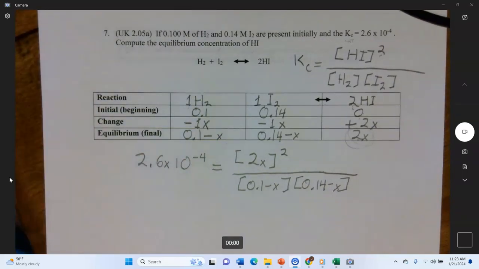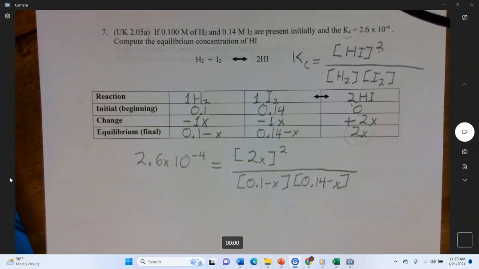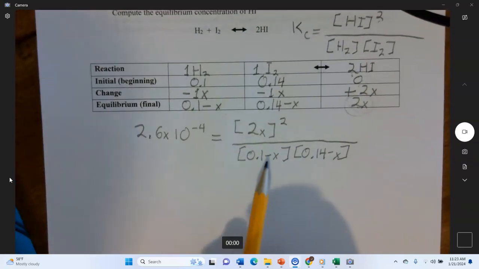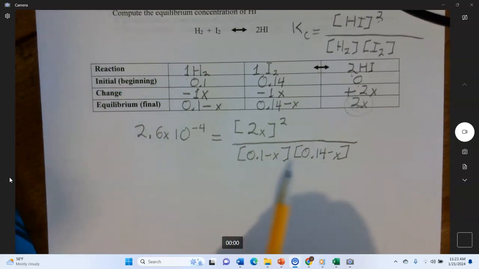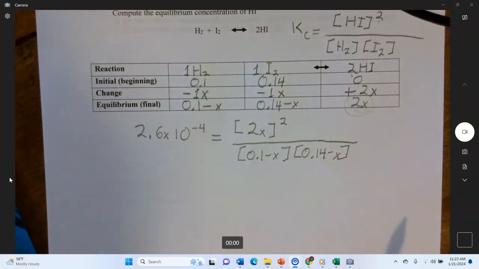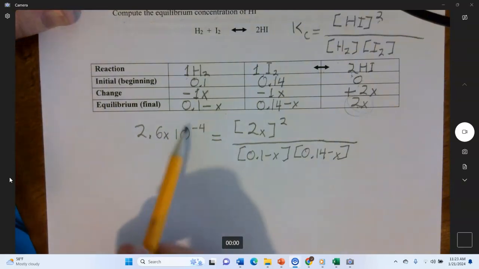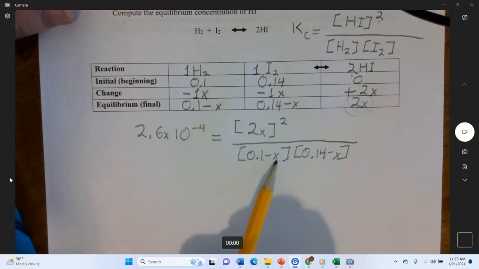So now we've got to figure out what x is. We're going to use the simplifying assumption, because if you multiplied these two together, you would end up with an x squared. That's going to mean you're going to have an x squared equation. It just means you have to do some integrated math too, and that is use the quadratic formula. But we're going to use the simplifying assumption. What does that mean? Since we have a very small equilibrium constant, we're going to assume that the change is going to be very small, that x is going to be very small.